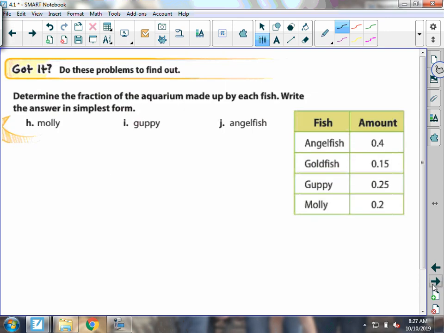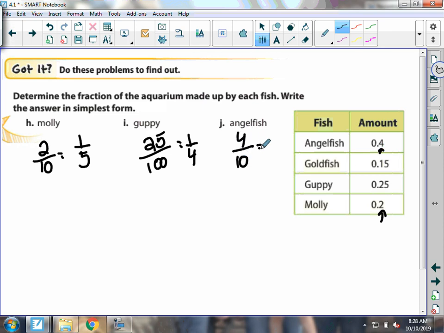Now we're going to do the exact same thing for the molly, guppy, and angelfish. So go ahead and take a moment and pause this and figure out what those fractions would be. Okay, for the molly, because it only goes to the 10th spot, you just need to put 2 over 10. And that's going to simplify to 1/5. For the guppy, it goes to the 100th spot, so it's going to be 25 over 100, which simplifies to 1/4. And for the angelfish, again, it only goes to the 10th spot, so that's going to be 4 over 10. Divide both by 2, and that gives us 2 over 5.